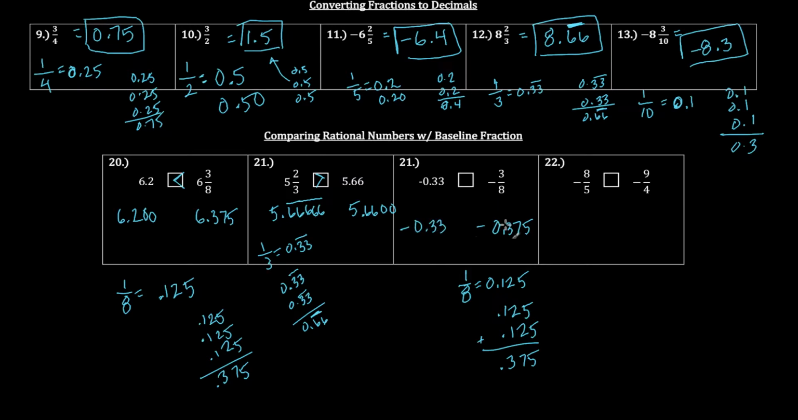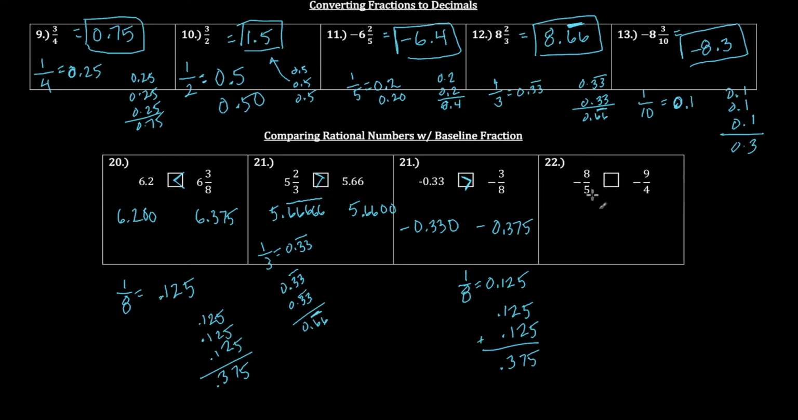Remember, we just need a common amount of place values. I'm going to put a 0 here. So 330 and 375. This is larger. But this is the larger negative, which actually means it's less. Bigger negatives are further to the left, so remember they're less.